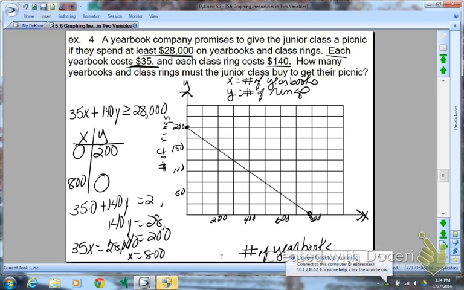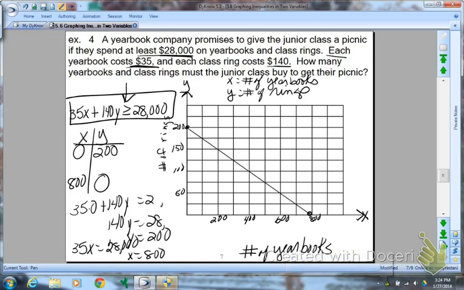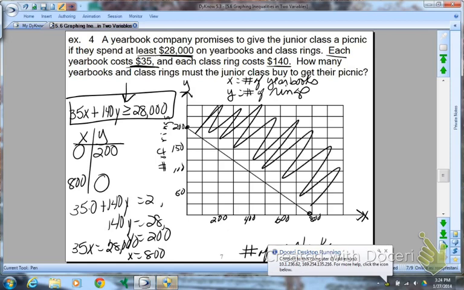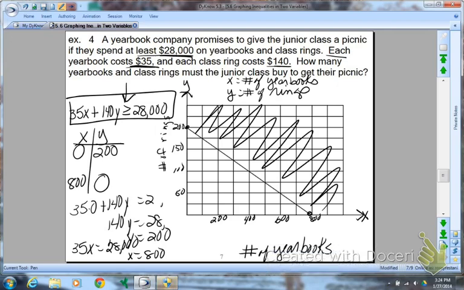Now I have to shade. Go back to the original problem. And what is my inequality? It's a greater than. So I'm going to shade above the line. So that means, can I spend more than 28,000? Absolutely. I just cannot spend less than 28,000.